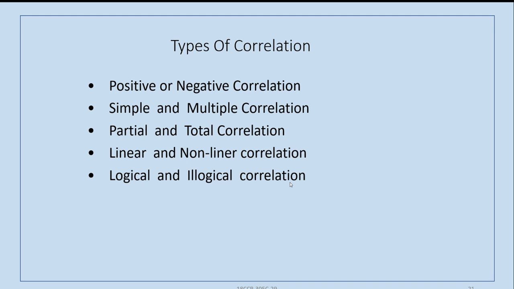Linear is a straight line. Straight relationship or no relationship. Non-linear means not straight. Logical means there will be some logic in the relation. For example, father and son, logical relation is there. Like this, logical relation or illogical relation. Two people behaving in the same way, there is no relation. So we cannot establish that these two people are behaving in the same way. That is the meaning of illogical correlation.